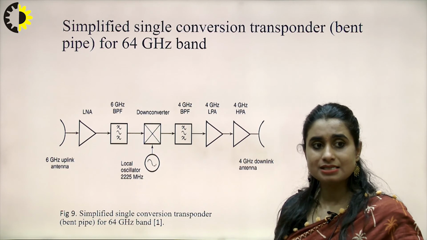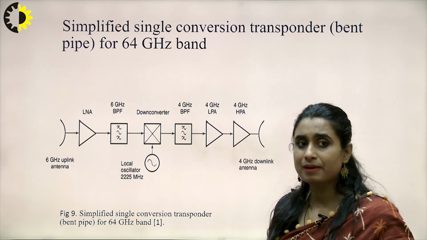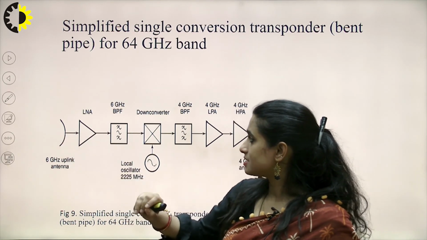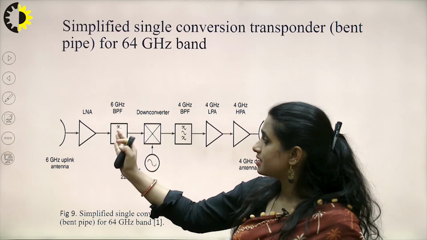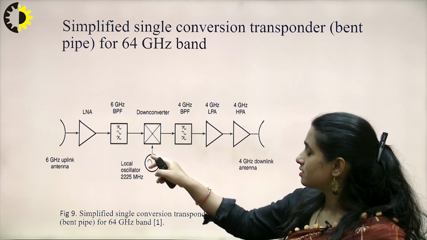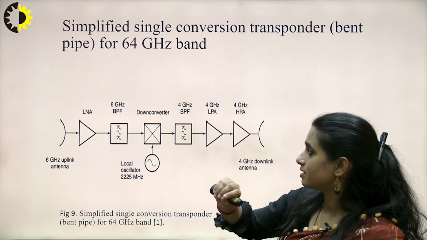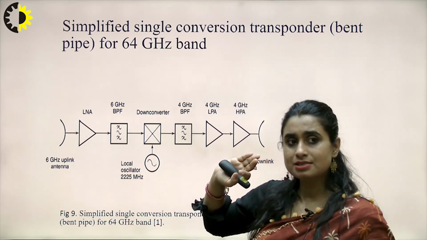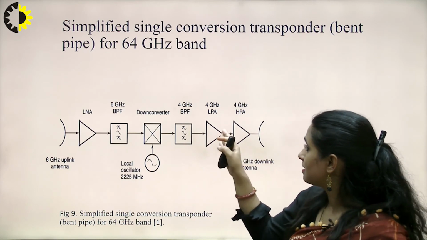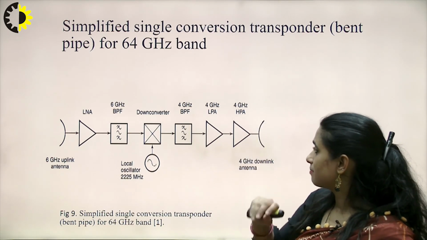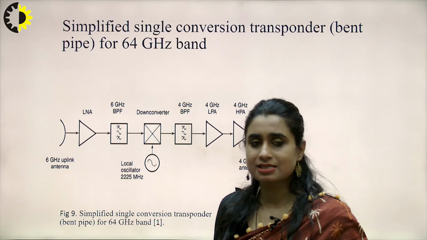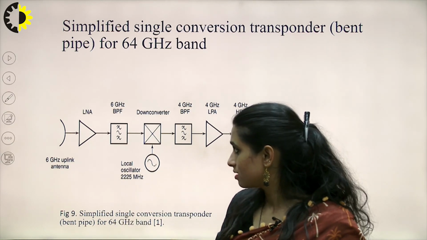This is how a simplified single conversion transponder, a bent pipe transponder, looks like. A receiver has a receiving antenna, a low noise amplifier, and a series of band pass filters and down converters. It has a band pass filter, it has a down converter, the RF frequency comes from here, the locally generated carrier will go here, it will down convert the signal and convert it into the IF range. Then we have band pass filters, then again amplifiers, low power amplifiers, high power amplifiers as per the requirement. This is 6 to 4 gigahertz, 6/4, with a small correction we can do that.